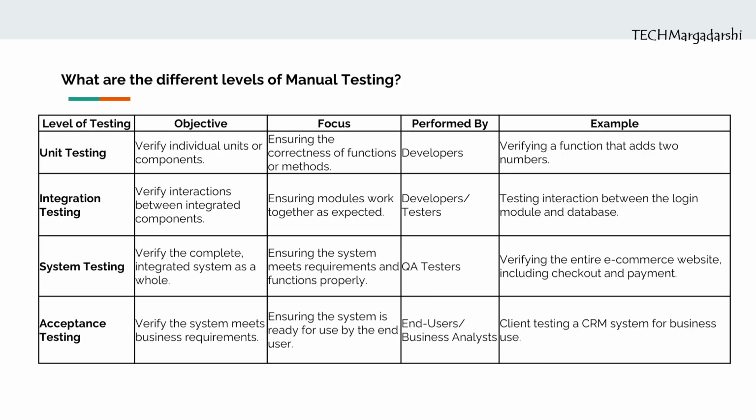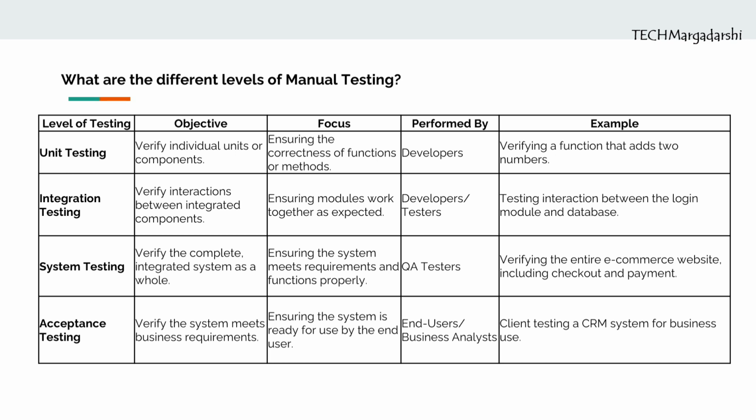Now, move on to next question. What are the different levels of manual testing? Manual testing is performed at different levels to ensure that software works correctly from the smallest unit to the final product. Let's go through them step by step.